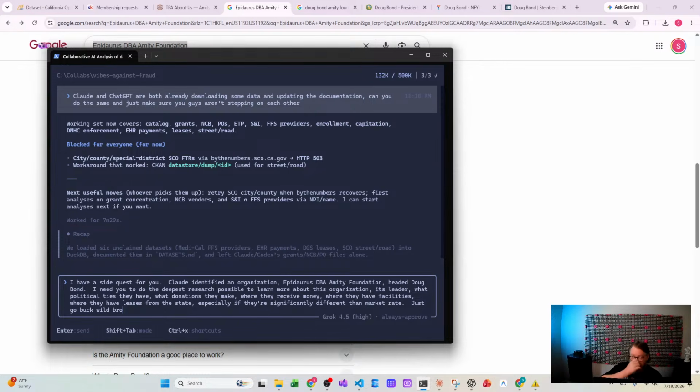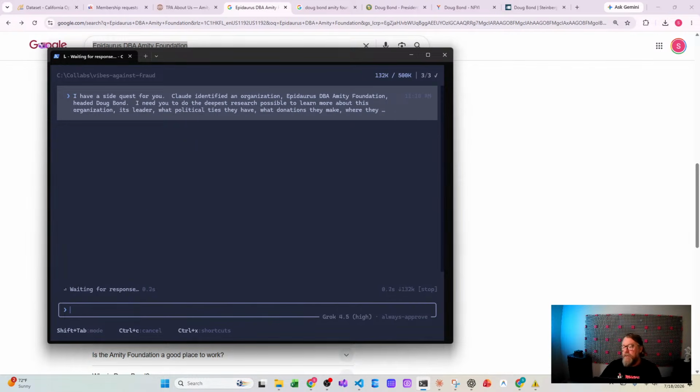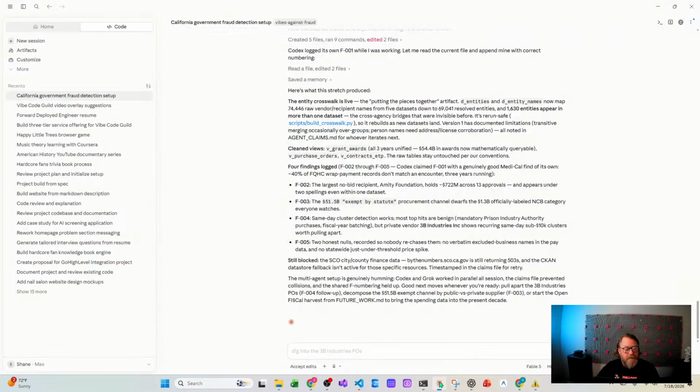All right, so I'm sending Grok on a side quest. And I have a side quest for you. Claude identified an organization, Epidarius, headed by Doug. I need you to do the deepest research possible to learn more about this organization, its leader, what political ties they have, what donations they make, where they receive money, where they have facilities, where they have leases from the state, especially if they're significantly different than market rate. Just go buck wild, bro. So let's let Grok do some dirt. And we're going to tell Claude, Claude's got some suggestions. And so we're going to say, yeah, keep going, bro.